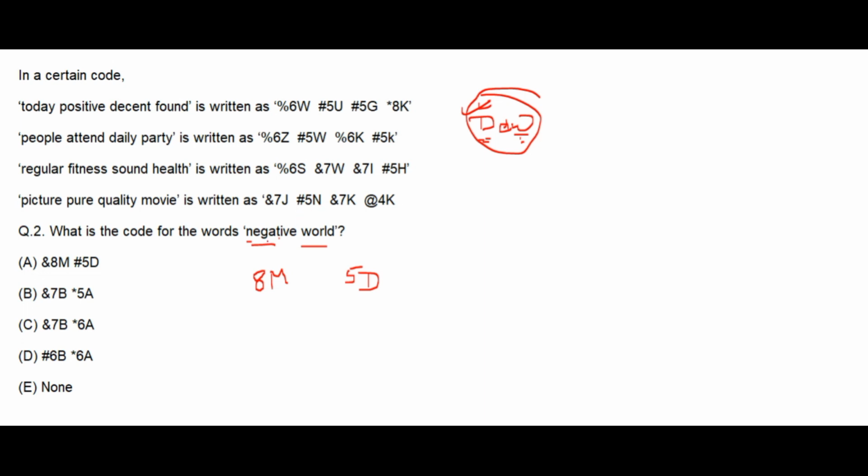Now what will be the symbol? So how many alphabets are there in negative? 8. So check the word which has 8 alphabets. This one. Okay, so what is the symbol used? Asterisk symbol is used. Okay, now 5. Check the word. This one has 5 alphabets, so it will be hash. Okay, so this will be our answer. So check the option. Okay, asterisk 8M hash.